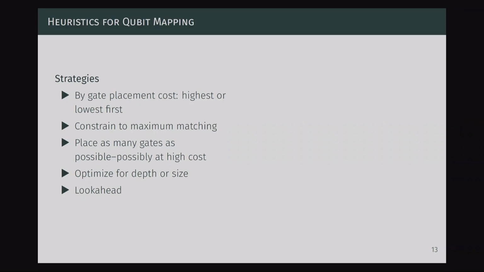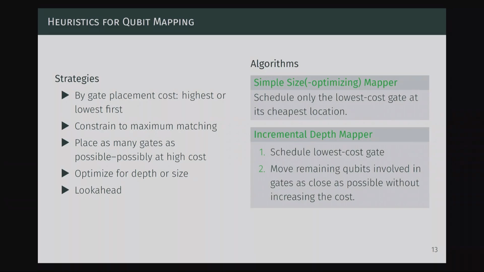And there's two specific examples that I want to highlight here, which are the simple size optimizing mapper that we built, which just schedules the lowest cost gate at its cheapest location, that's all. And then the second one is the incremental depth mapper, which does a similar thing, which schedules the lowest cost gate only, and then it also moves the remaining qubits a little bit closer without increasing the cost.